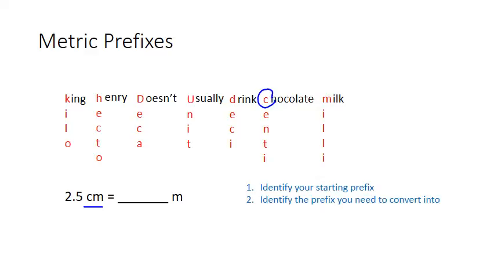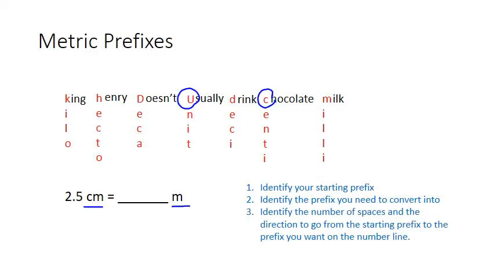Next, we're going to find the prefix associated with the unit that we want for our final value. So we want simply meters, which does not have a prefix, so that corresponds to our base unit. Next, we'll count how many spaces it takes us to go from our starting unit of centi to our base unit. So we go from centi to deci to our base unit. So that's 2 spaces. And that's 2 spaces to the left.